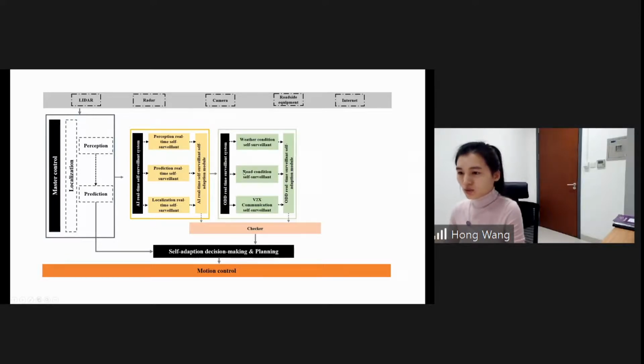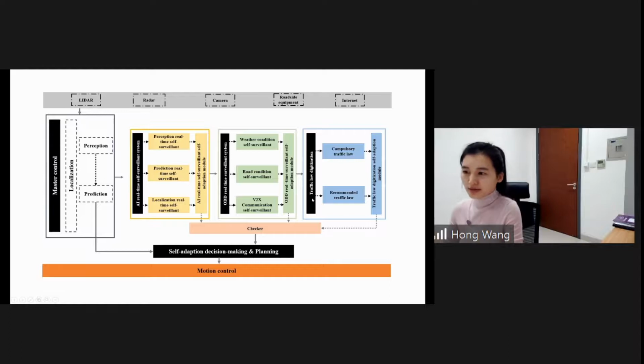The second one is the ODD real-time surveillance system and self-adaptation. ODD means operational design domain. We can monitor the weather condition, road condition, and V2X communication situation. Based on the monitor results, we can make the safe decision. So this is the second part, for the ODD variable challenge.